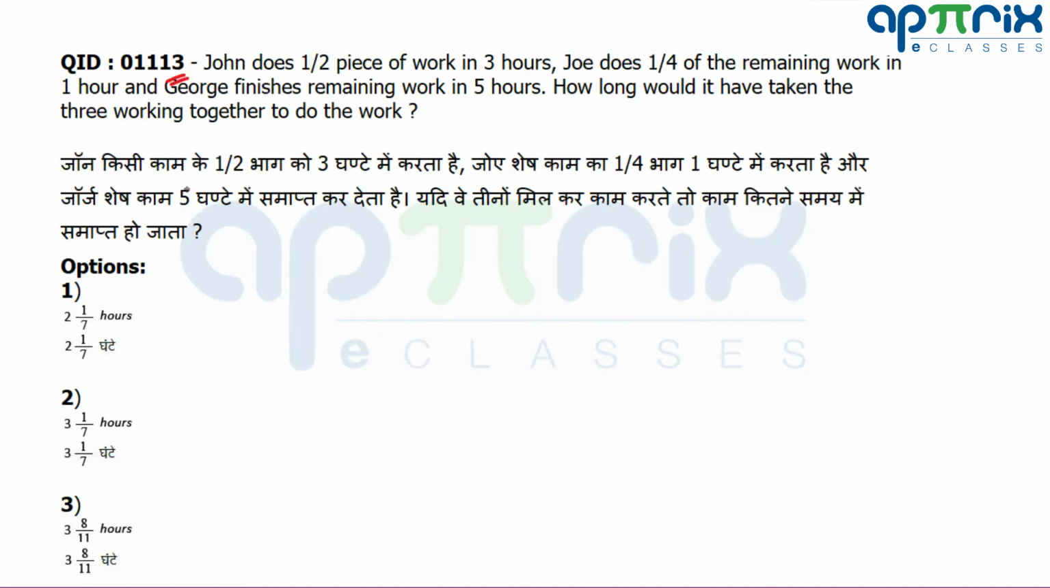Question number 13. Question number 13 says, John does half a piece of work in 3 hours. Joe does 1 by 4 of the remaining work. This is very important under exam pressure. Many of you miss this.